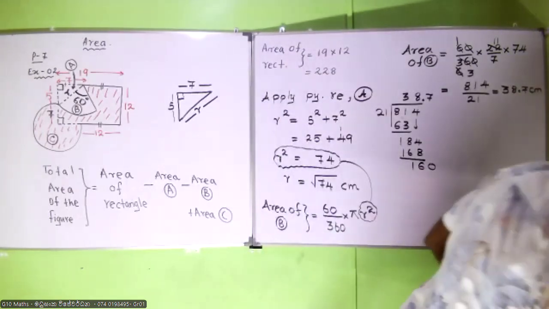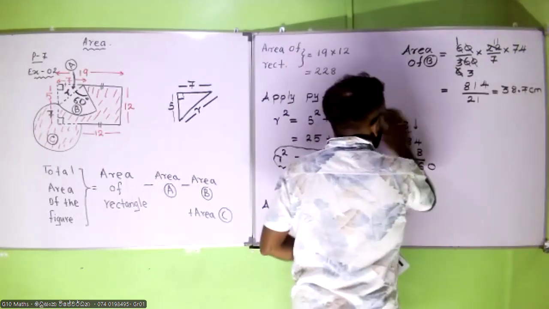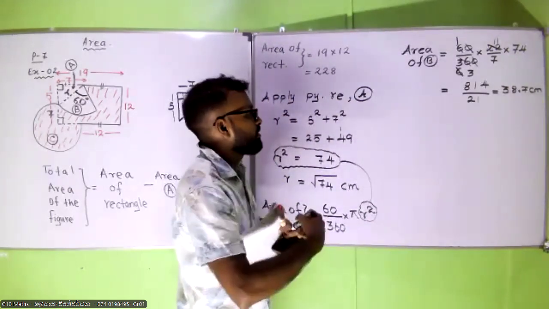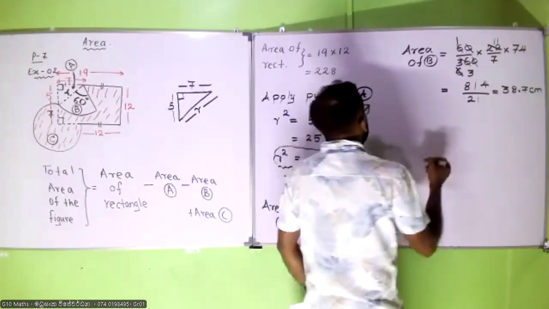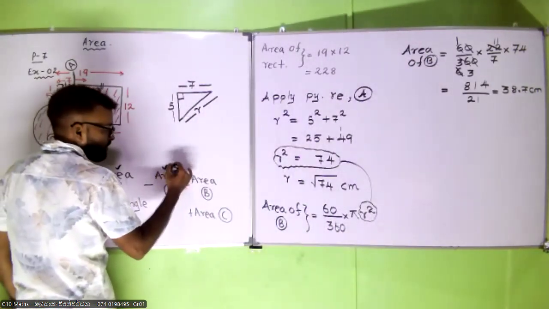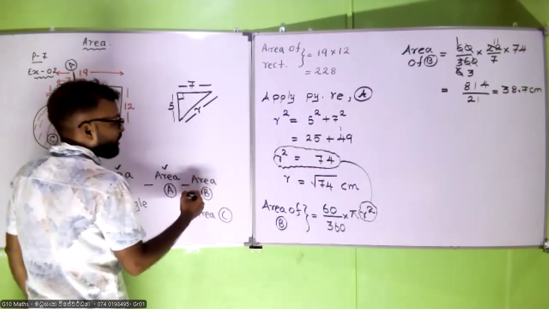Actually, this part is not needed. That is the solution part, right? Rough sketch. So area of B is done. Now we have found this one and this one. Now we need area of A.